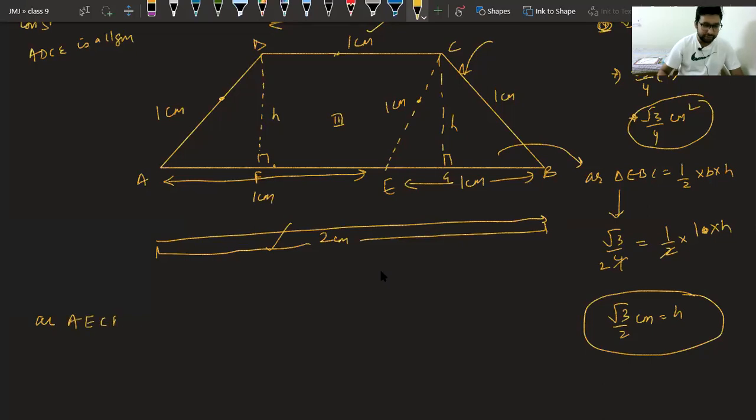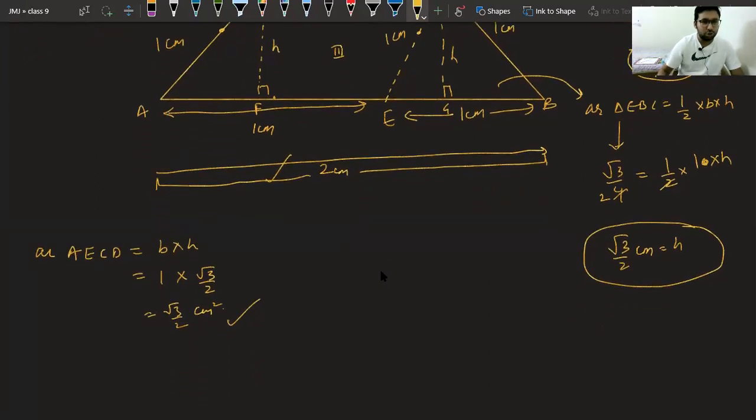Area AECD is equal to base into height, and base is given to you as 1. Height we have found as root 3 upon 2. So the answer is root 3 upon 2 centimeter square. I hope you all are clear with this thing. So we have found the area of the triangle as root 3 by 4 centimeter square and the area of this parallelogram as root 3 by 2 centimeter square. Now we just have to add them.